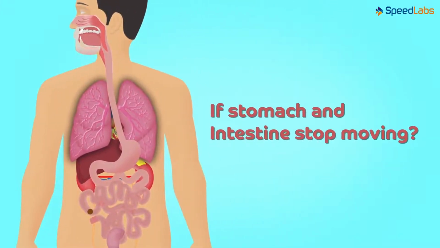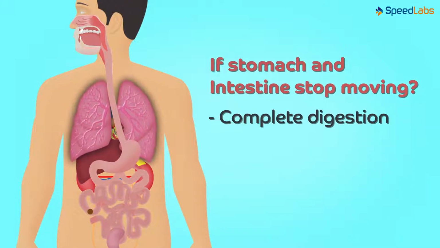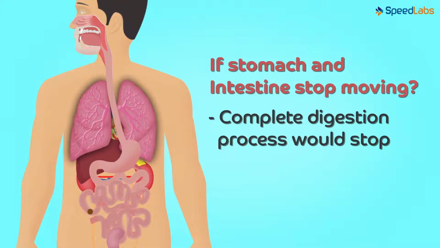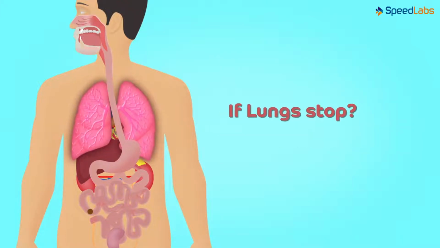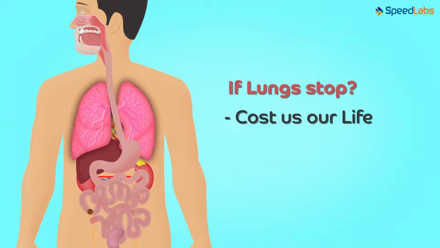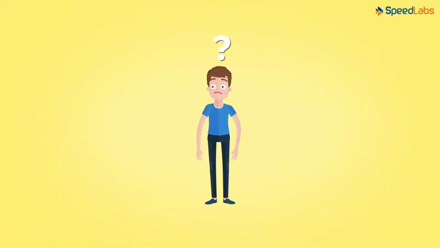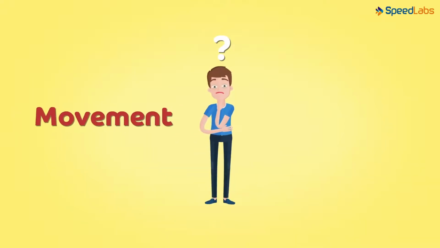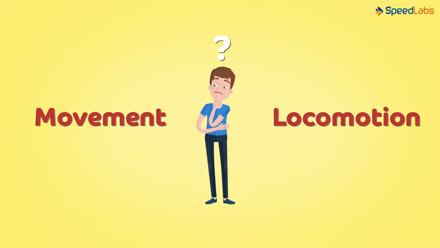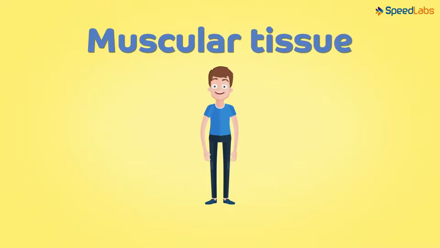What would happen then? Well, it would be quite bad as the complete digestion process would stop. Similarly, what if our lungs stop contraction and relaxation? Well, needless to say, that would cost us our life. So then, who helps us with these important processes of movement and locomotion? Yes, it's the muscular tissue.